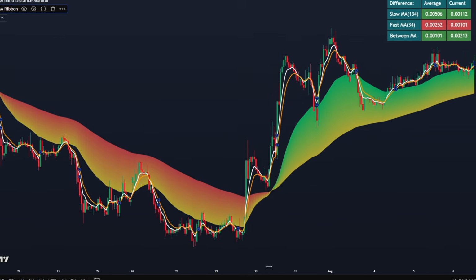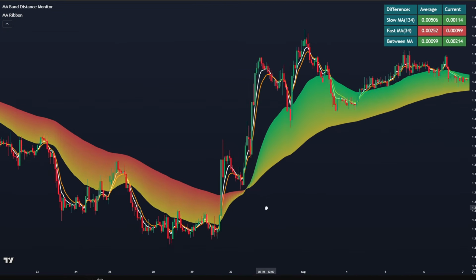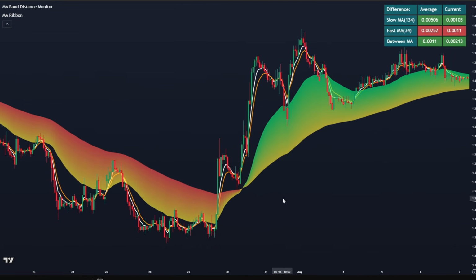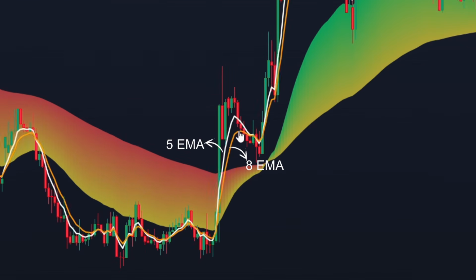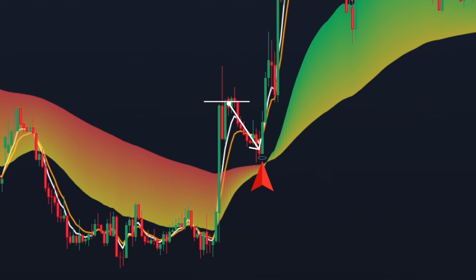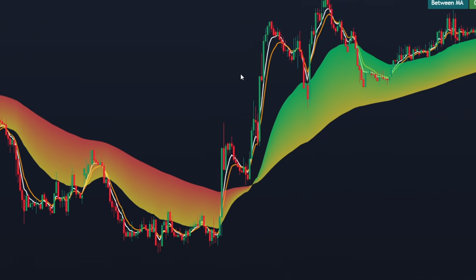Perfect. Our chart is now ready, and from this point forward, the strategy is actually very simple. We're going to use the 34 and 134 EMA cloud to determine the market direction, and then use the 5 and 8 EMA crossover to find the pullback and possible entry. Let me show you exactly what I mean.